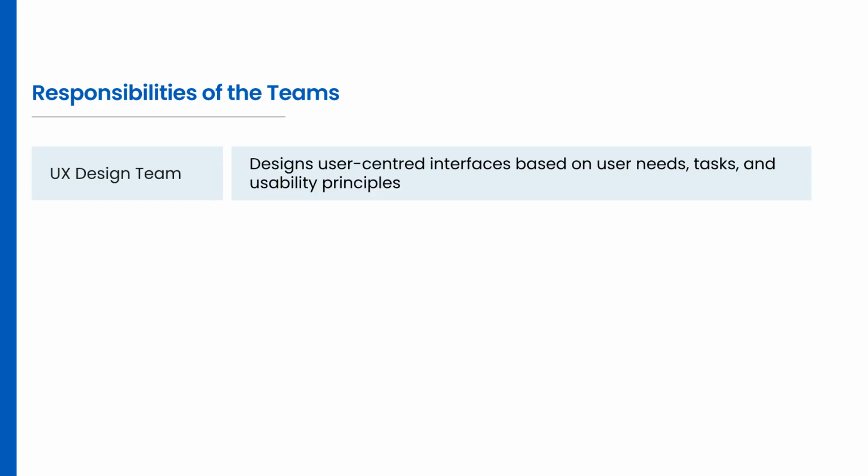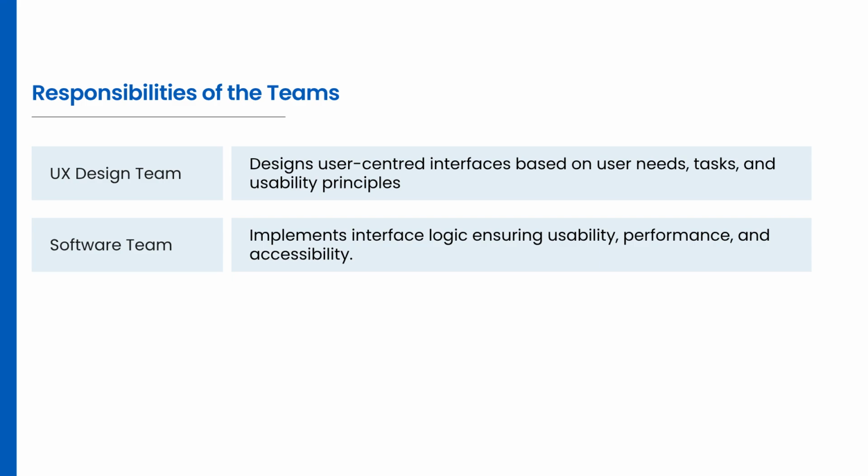In a human-centered design process, each team has a clearly defined responsibility that must be followed. The UX design team must design user-centered interfaces based on user needs, tasks, and usability principles. They have to ensure that the experience is intuitive, efficient, and aligned with real user behavior. The software team must implement the interface logic while ensuring usability, performance, and accessibility requirements are met. They have to translate design into a functional and reliable system.